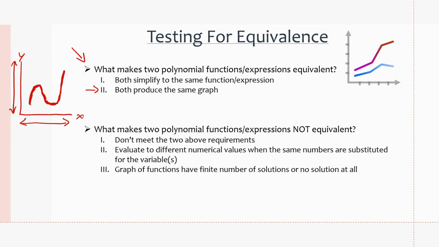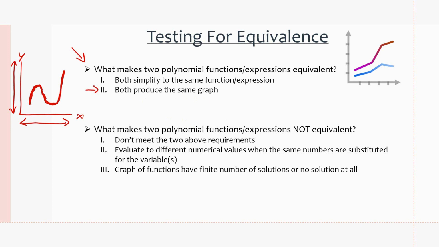right? So any x value we choose, for example, if we choose 4, f at 4, right, this is the y value of the f function when x equals 4, must equal g at 4. And whatever number we choose here, it has to equal the same number here. That's how two polynomial functions are equivalent, or expressions.